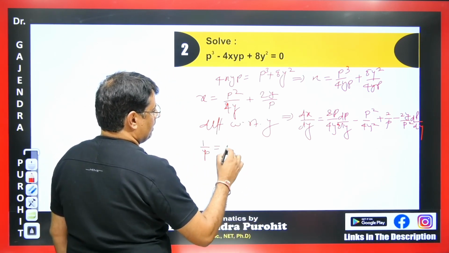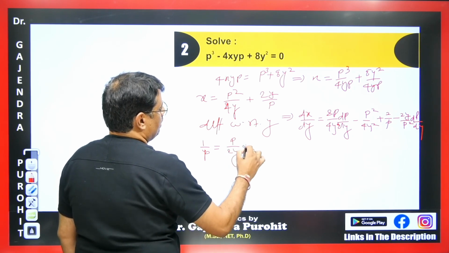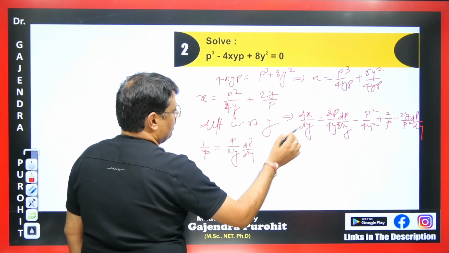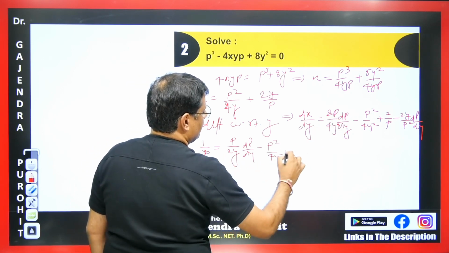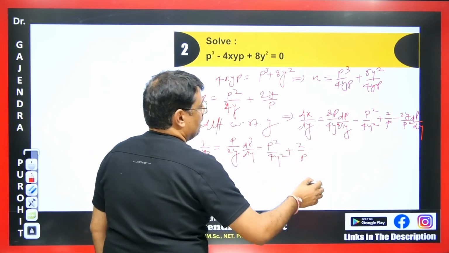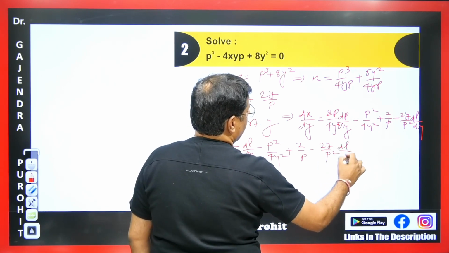1 by p is equal to, this will be cancelled with 2, so we will get p divided by 2y multiplied by dp by dy, and here it will be minus p square upon 4y square, and plus we will get 2 upon p, and here minus 2y divided by p square into dp by dy. I hope you are getting it.